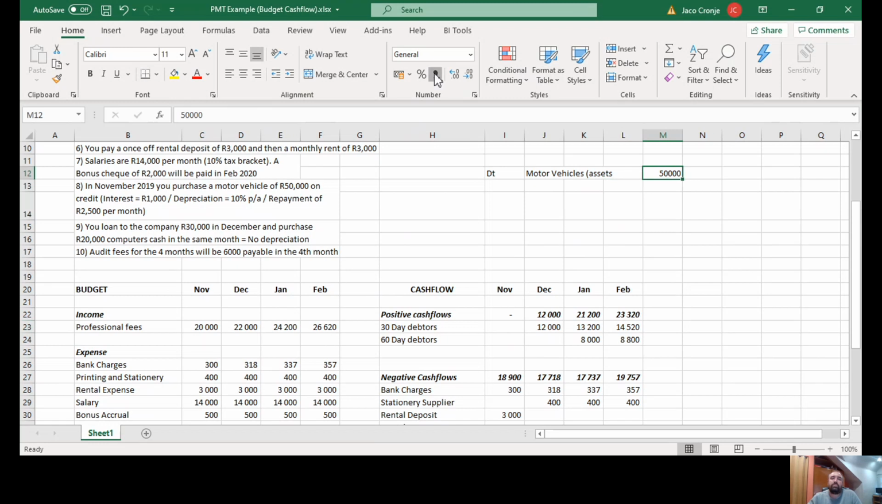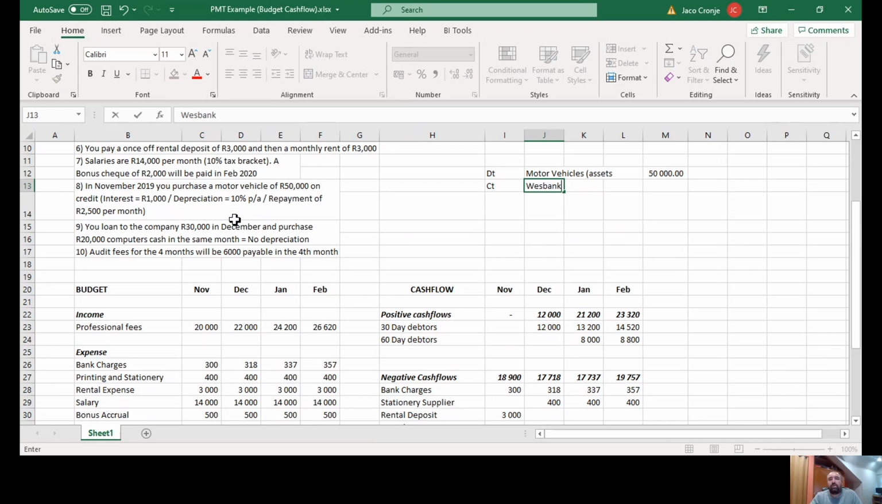So this is what your journal will look like. And then we are going to credit, call it West Bank, whoever you want. That is a liability of 50,000 Rand. So if we look at those two accounts, are any of those two accounts an equity account, either income or expense? We've got an asset and a liability. So the purchase of the vehicle definitely doesn't go into my budget.